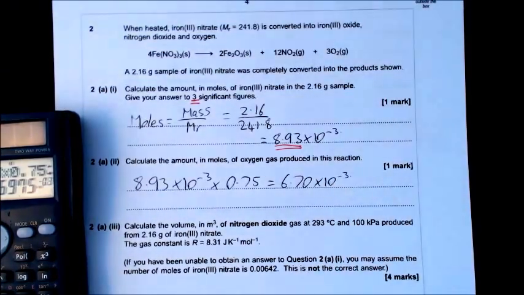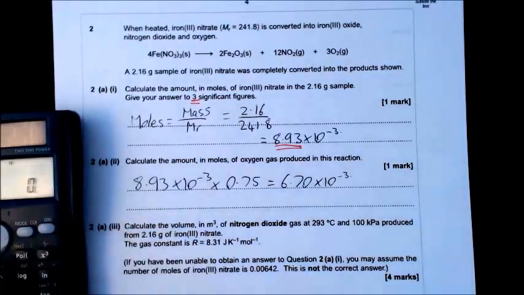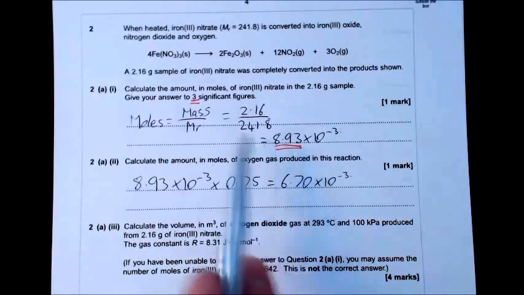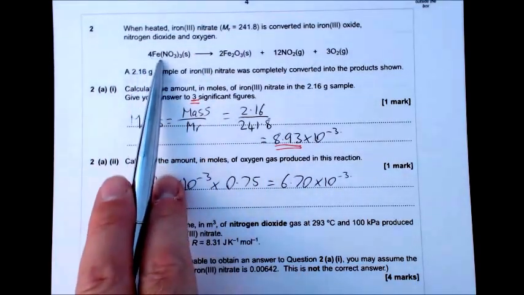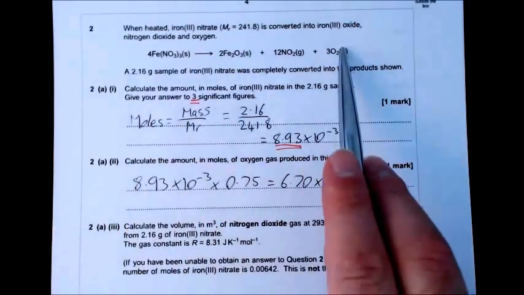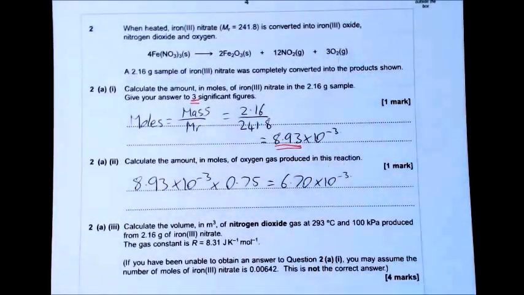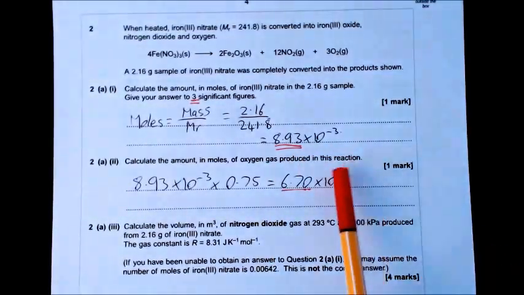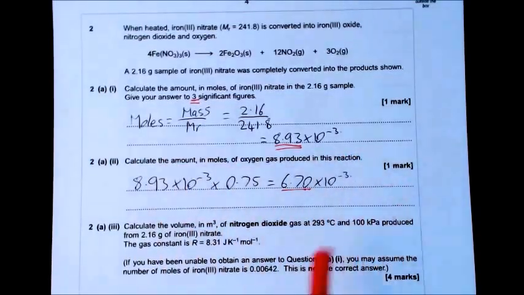Now, the alternative way, which is a little bit longer, is to take the number of moles here, and if we divide that number by 4, we can find out what 1 mole is, and then we can take the answer we've just worked out, multiply it by 3 to find out the number of moles of oxygen, and we should get the same answer there. But again, this answer is in 3 significant figures. We don't really need to be too fussy about that because it hasn't asked us, but we'll just keep it consistent.